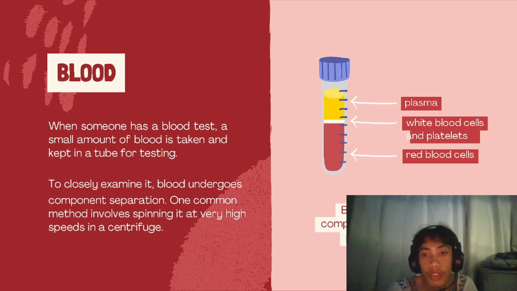So, as you can see, when explained, plasma is at the top, then white blood cells and platelets, then red blood cells at the bottom. So as you can see in the picture, the blood is divided into its components, with the heaviest parts at the bottom.